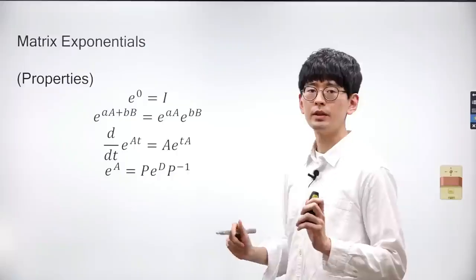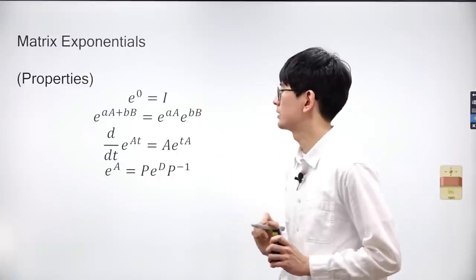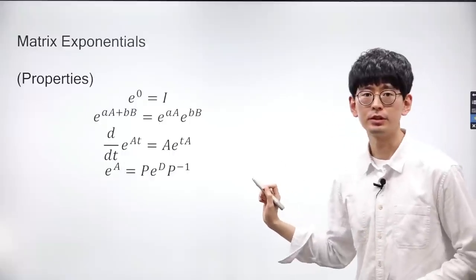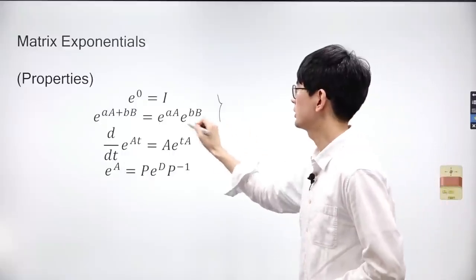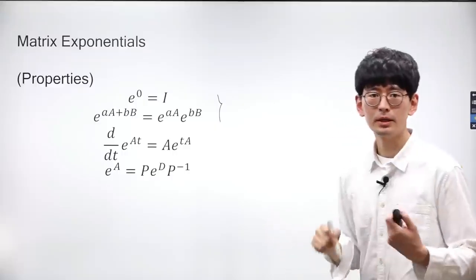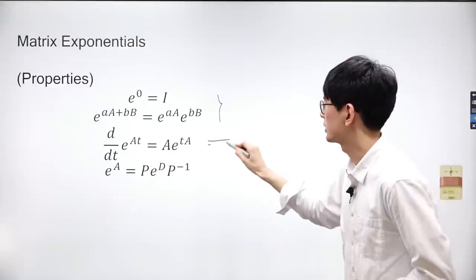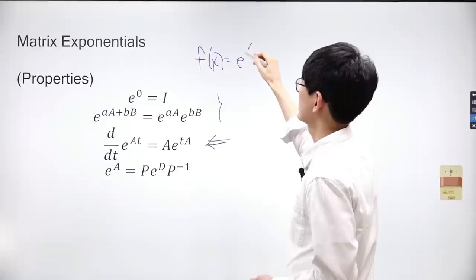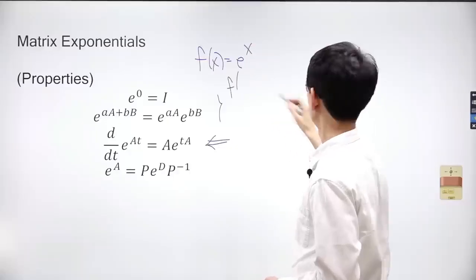Matrix exponentials have the following properties. Let's explore each property in detail. The first two properties are similar to the properties of scalar exponentials. However, the third property is especially important. Suppose the function f of x is e to the x.